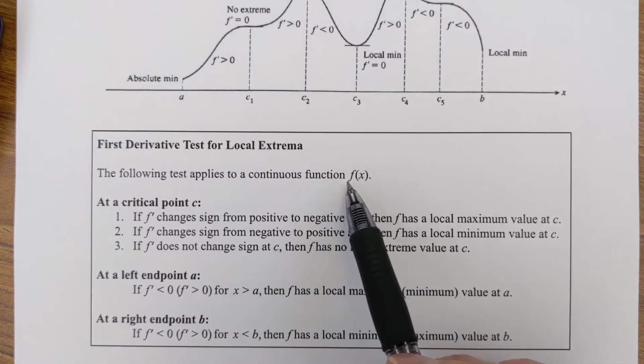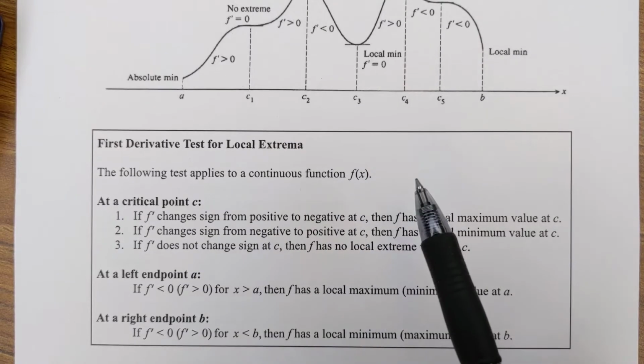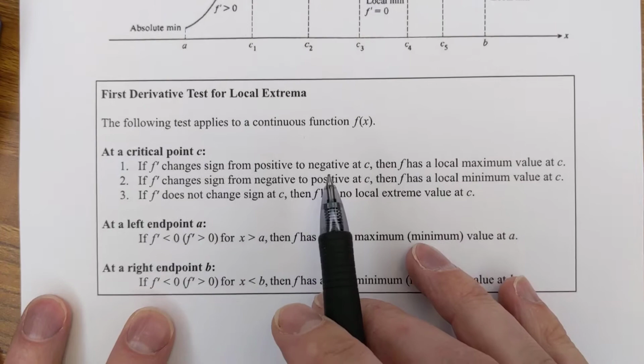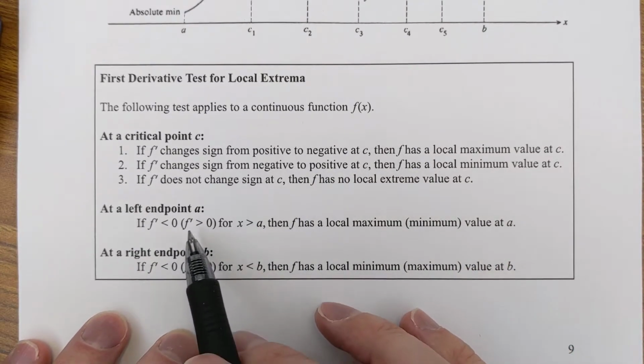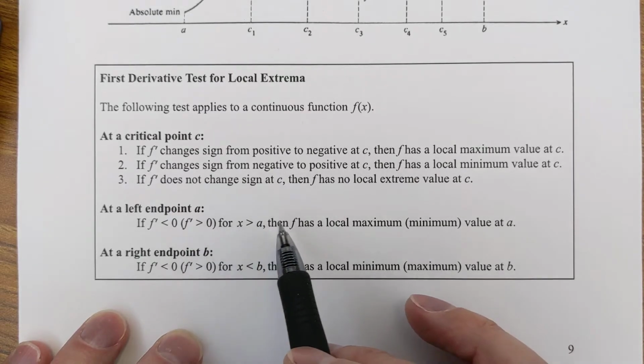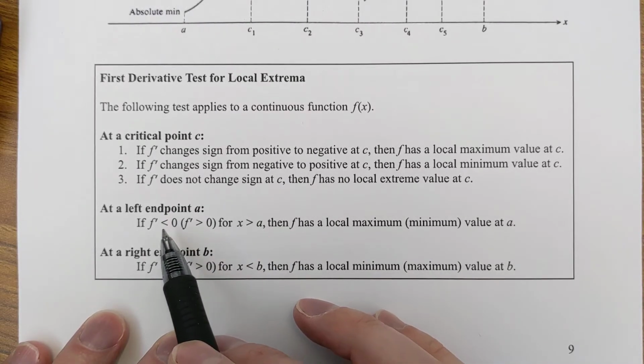Now remember, to find the critical values, those occur where the derivative is equal to zero or where the derivative is undefined. So we have to find those locations first. Now, if we have a closed interval or open interval, we're not looking at the whole graph, so we do have to worry about the endpoints.